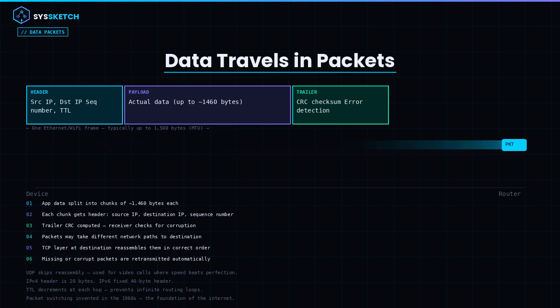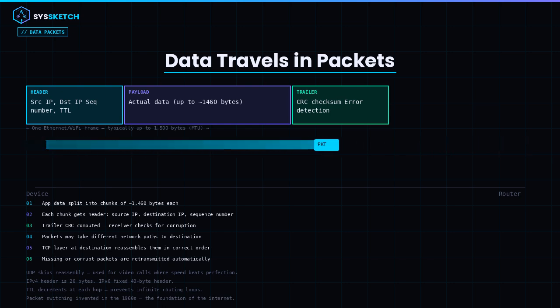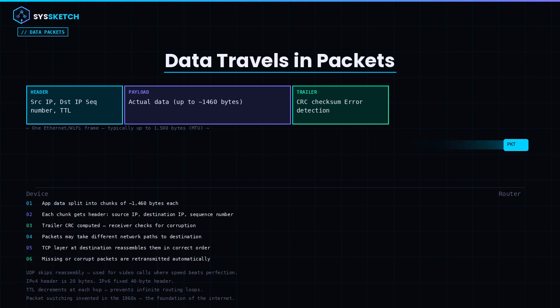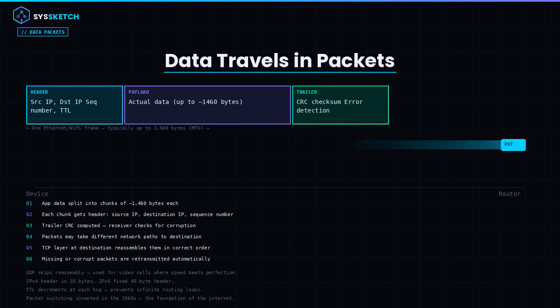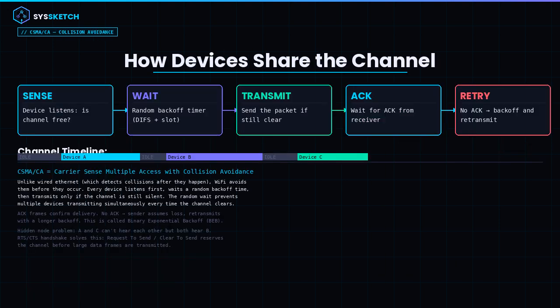The payload is the actual data, a chunk of the web page, a slice of video, a fragment of a file. The trailer contains a checksum, a small mathematical fingerprint of the packet that lets the receiver verify it arrived without errors. These packets do not all have to take the same path. Some might go one way, others a different way, and they are reassembled in the correct order at the destination. This system, called packet switching, is one of the fundamental ideas behind the entire internet. But how do packets get from your device to the router?